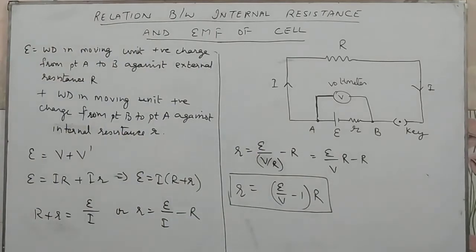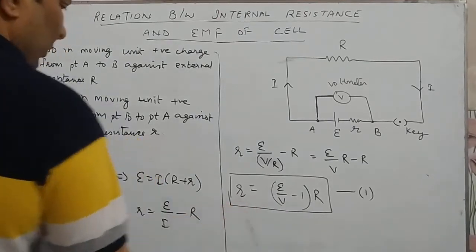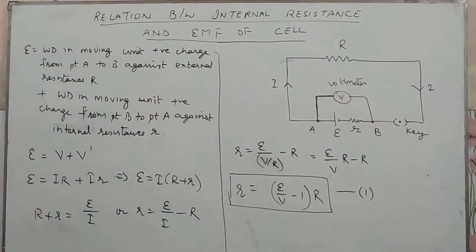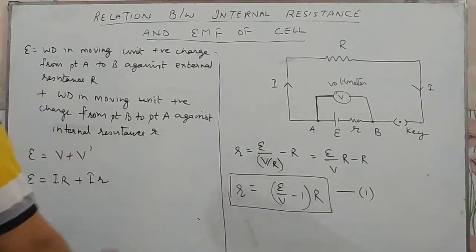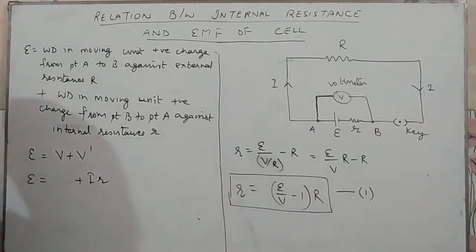Fine. The first relation is here. Take this as relation number 1. Similarly, we can put one more relation. Suppose we start again and we see that we have E equals IR plus V dash. Suppose we don't change it. We write E equals V plus I into small r. In that case, we can write V equals E minus I into small r.